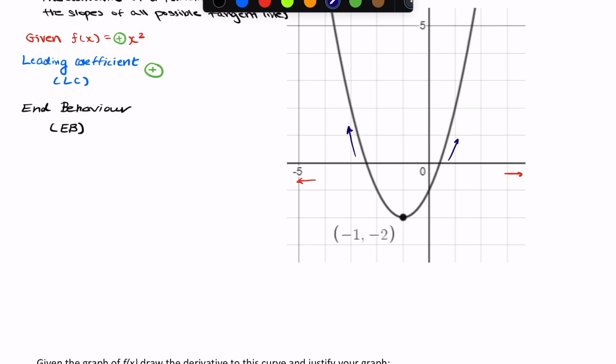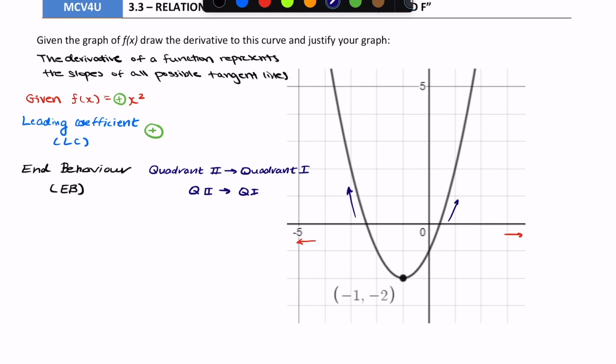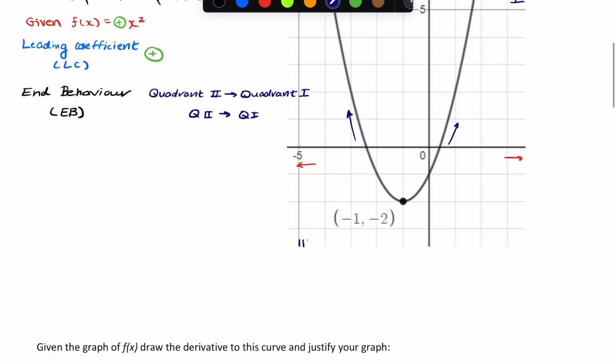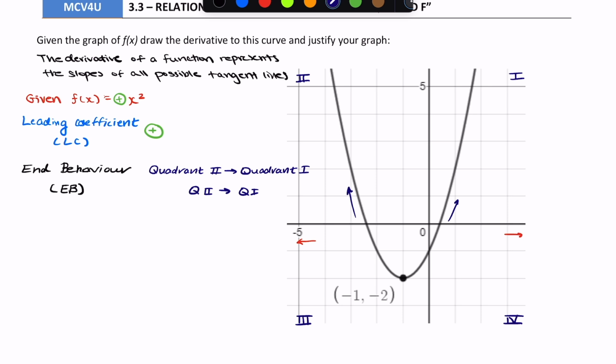How we write that is we can write that it goes from quadrant 2 to quadrant 1, or Q2 to Q1. And remember, the quadrants move counterclockwise starting from the top right-hand corner: quadrant 1, quadrant 2, quadrant 3, and quadrant 4. So that would be the given f of x function.